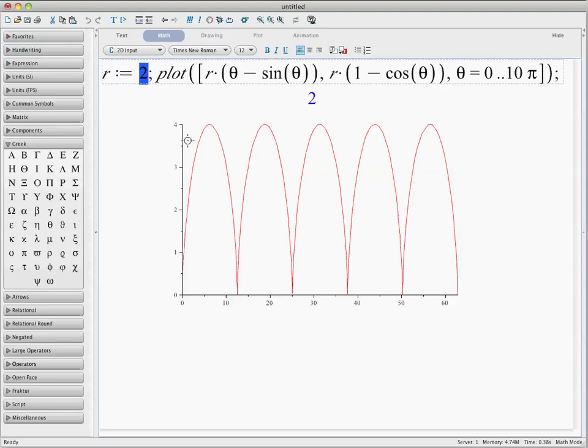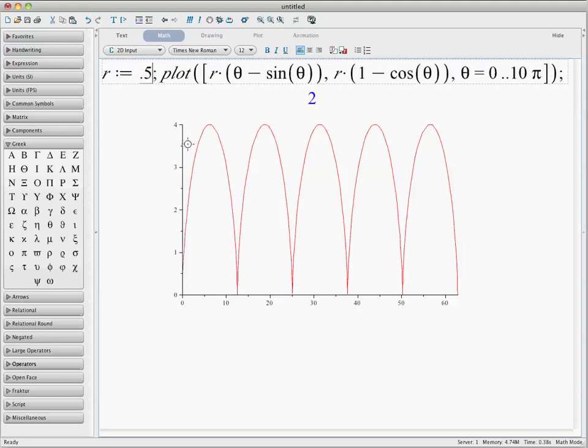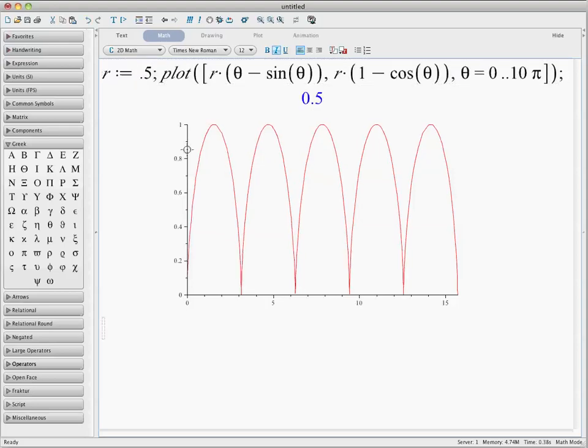Let's make the radius 0.5 and see what happens. So the radius is a half. And sure enough, twice that is 1. So that's how high my arc is going. In a nutshell, that's really all that cycloids are about. That's all we're going to do with cycloids at this point.